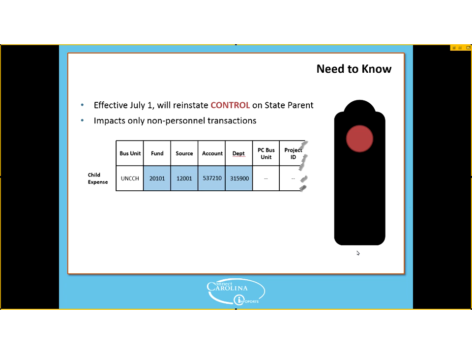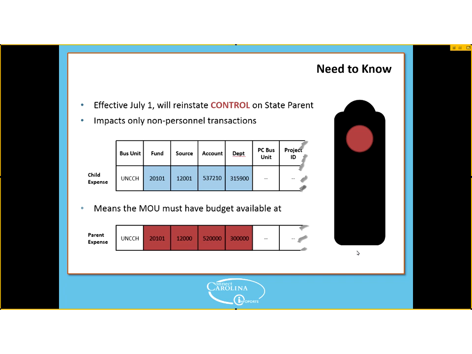But for non-personnel transactions, let's say in this example on the screen, you're buying a laptop. What this means is when you go to purchase that laptop, your school, your MOU, must have budget available in this chart field stream, all right?